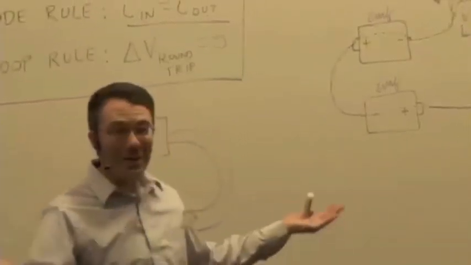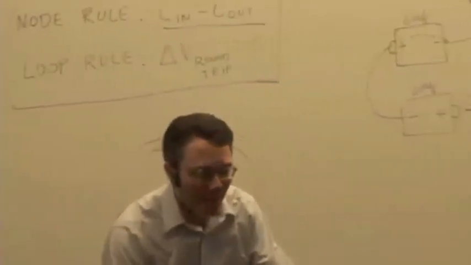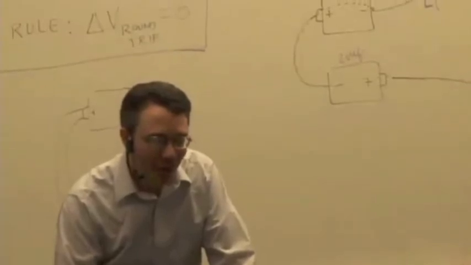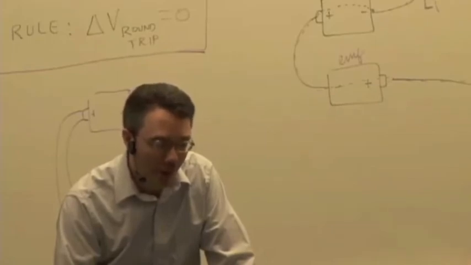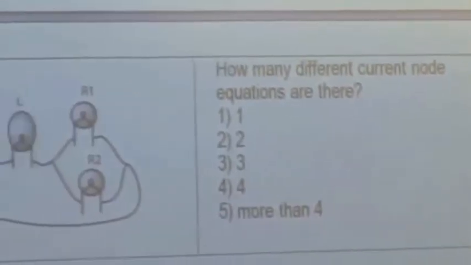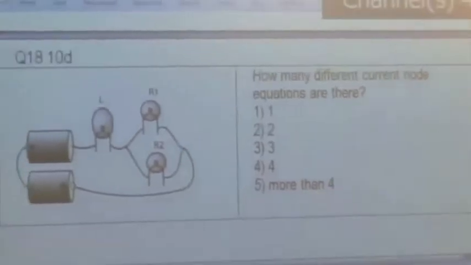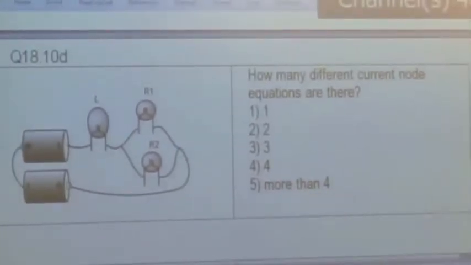Okay, well, if they gave us an answer, that would help, right? But where else can we get an equation from? What other rule can we use? Node rule, right? And how many different node rule equations are there? Independent node rule equations, you could say.